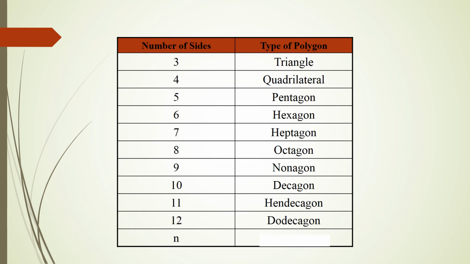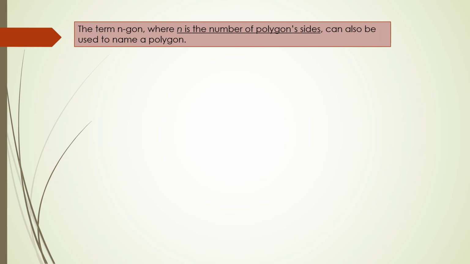After that, there are names, but we don't usually name them. We just call them n-gons, such as 13-gon, 14-gon, 15-gon, etc. The term n-gon is referred to where n is the number of polygon sides. It can also be used to name the polygon. So as I said, if it has 13 sides, we would call it 13-gon. If it has 4 sides, we would call it a quadrilateral.